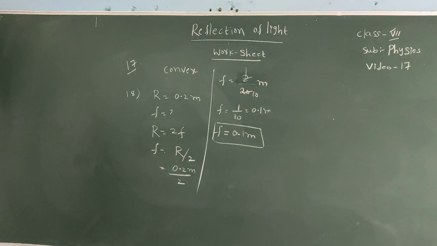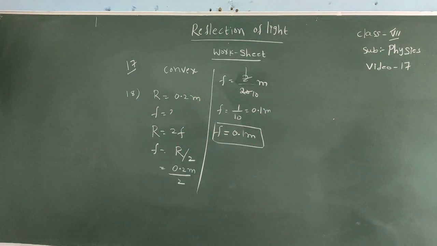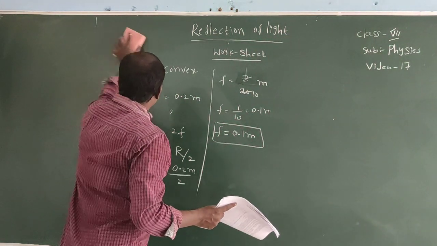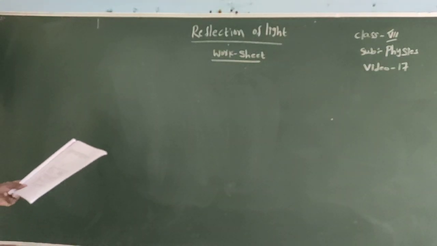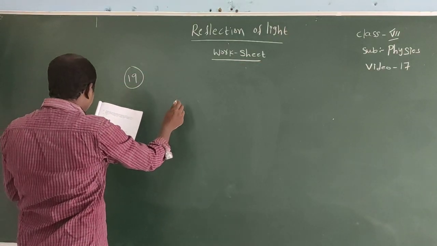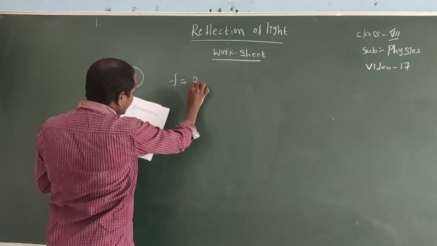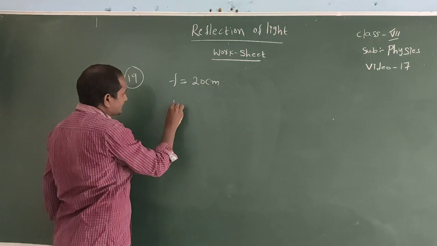Now the next one, number 19. The focal length of a convex mirror is 20 centimeters. Then its radius of curvature is... Focal length is given. f equal to 20 centimeters. Then find the R value.